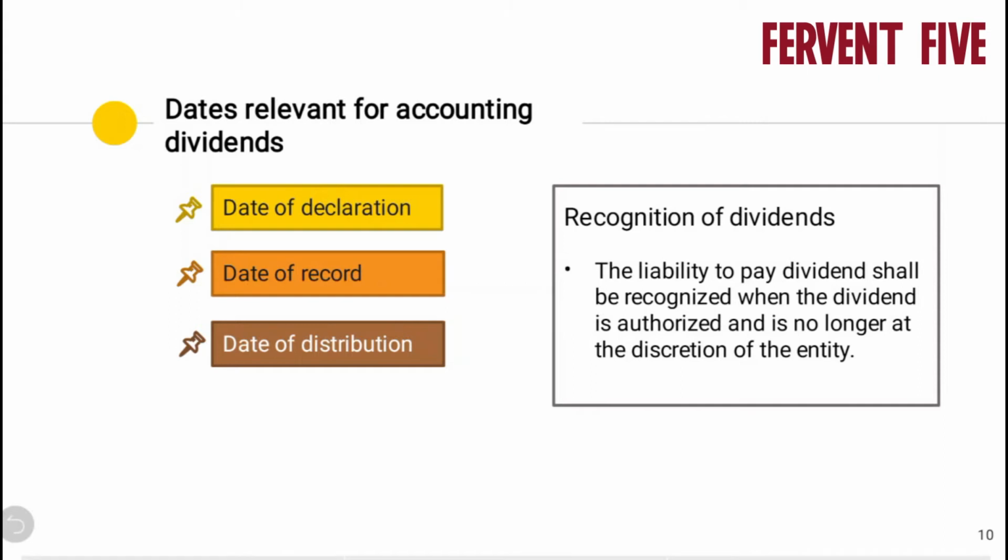So, for recognition of dividends, kailan nga ba sila nare-recognize? It is recognized at date of declaration. Date of declaration and not on the date of settlement.